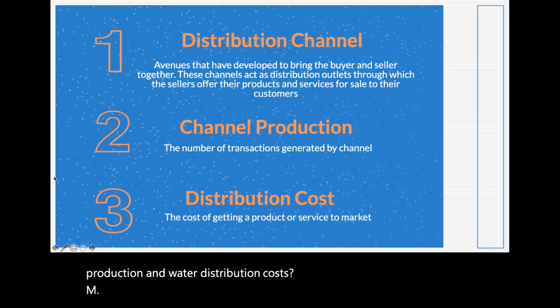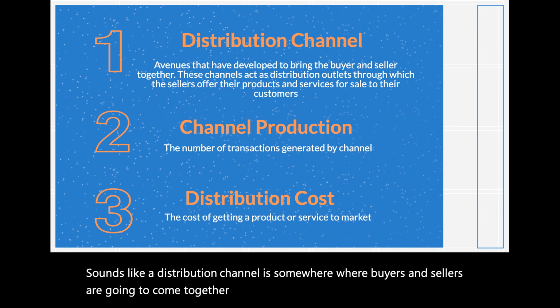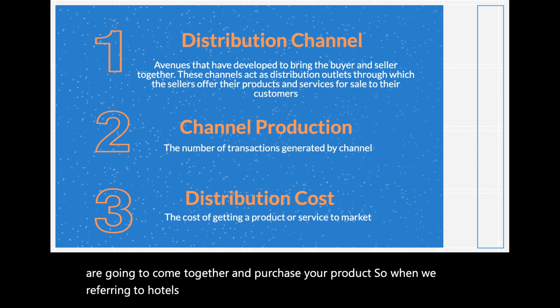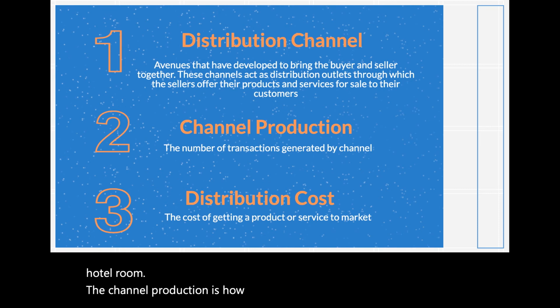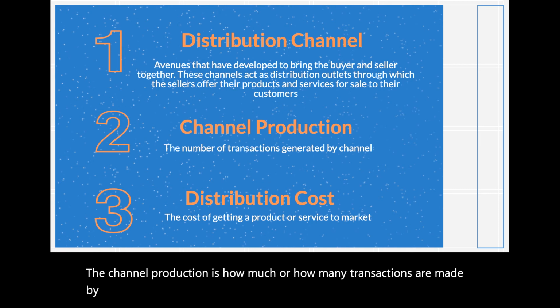Well, sounds like a distribution channel is somewhere where buyers and sellers are going to come together and purchase your product. So when we're referring to hotels, we're discussing where a buyer can buy a hotel room. The channel production is how much or how many transactions are made by that channel. Okay, so let's use the example of Central Reservations.